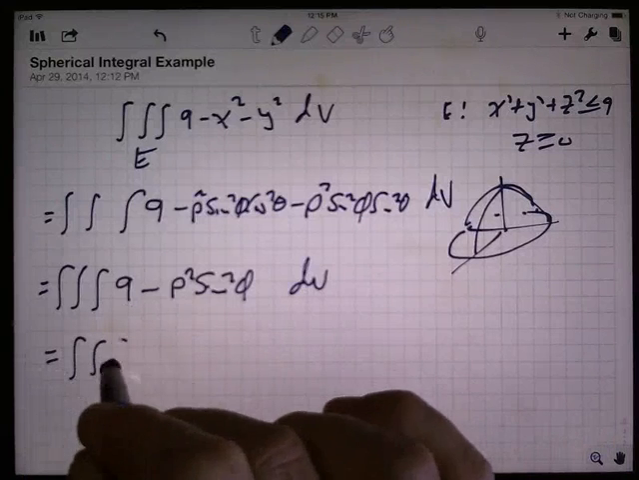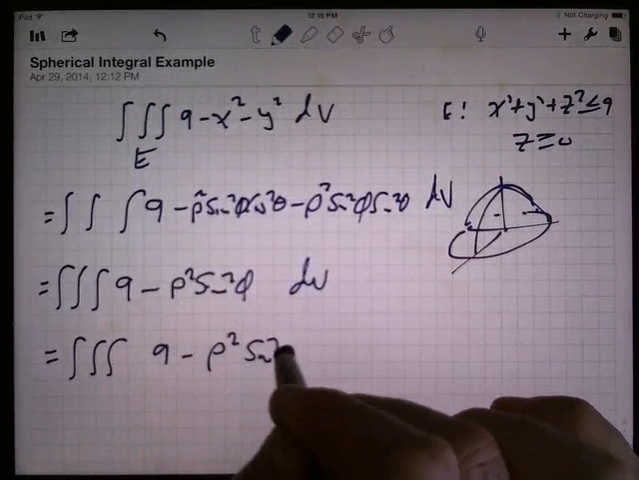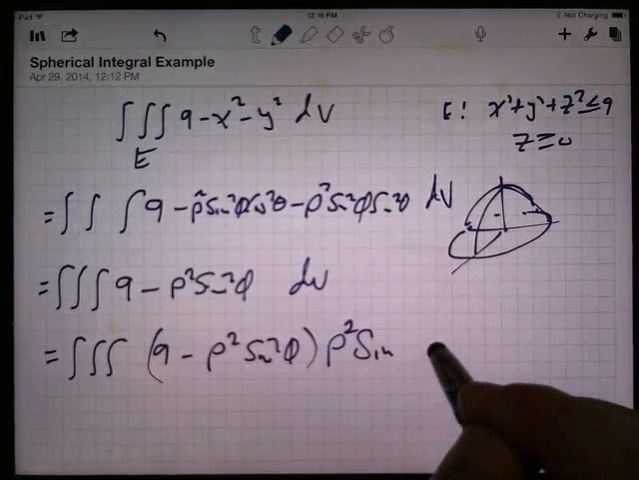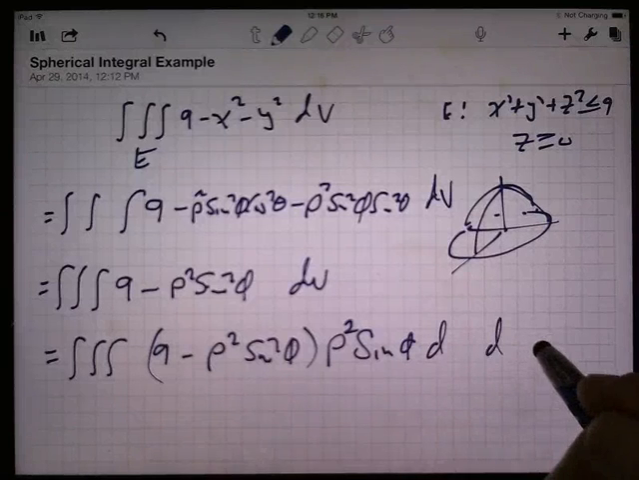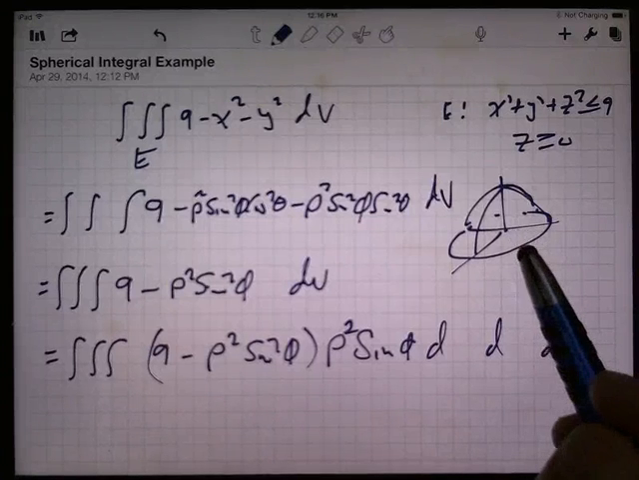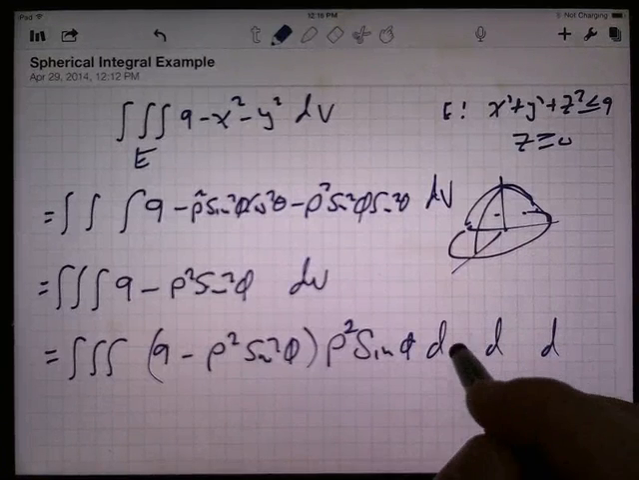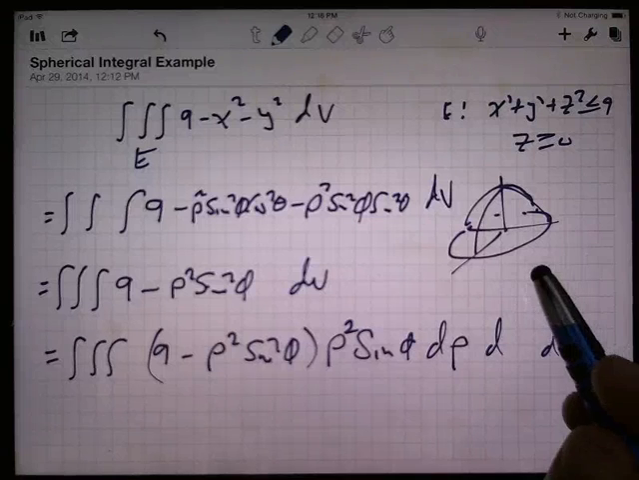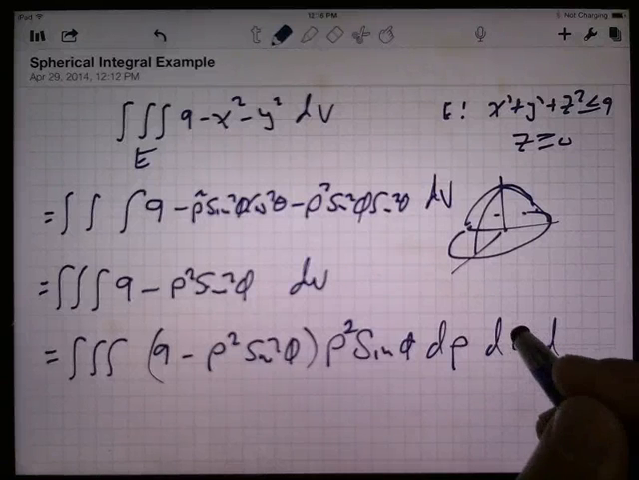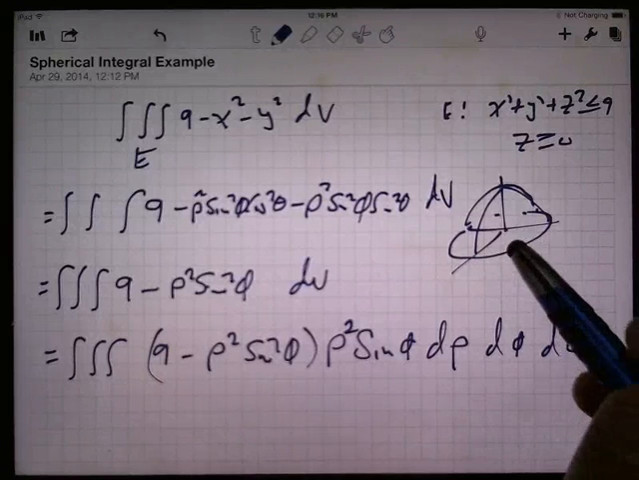So this is now the integral of 9 minus rho squared sine squared phi times rho squared sine phi d something, d something else, d a third thing, and then I've got to decide what I want to do. This being a hemisphere, my guess is it's not going to make a whole lot of difference. Generally, I usually like rho on the inside, just because I think of rho as the dependent variable most of the time. So rho phi theta or rho theta phi, I don't know that it really makes a lot of difference.